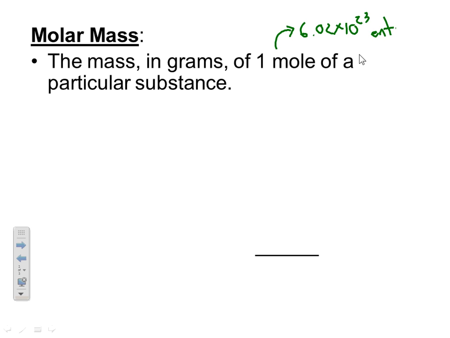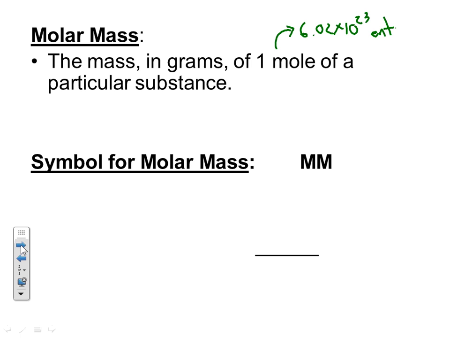And if we have a large number of molecules, you can imagine that's going to weigh something. It's going to weigh something that we can measure in the lab. And this is going to actually turn out to be grams, which we can weigh on a scale. So the molar mass is defined as being the mass in grams of 1 mole of a particular substance.